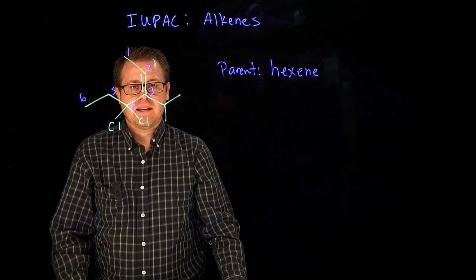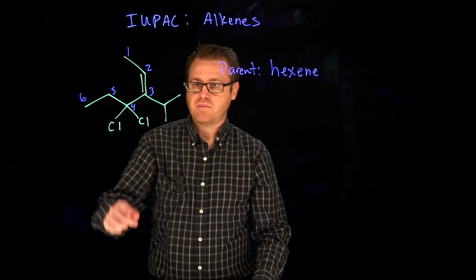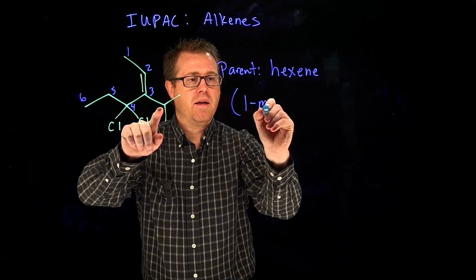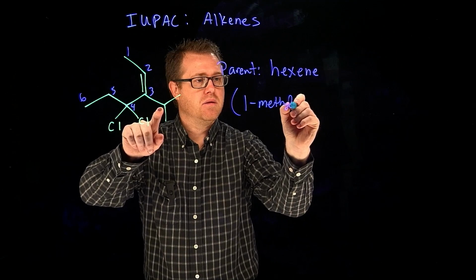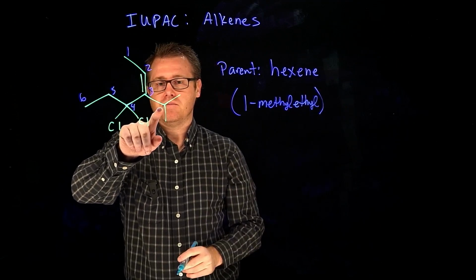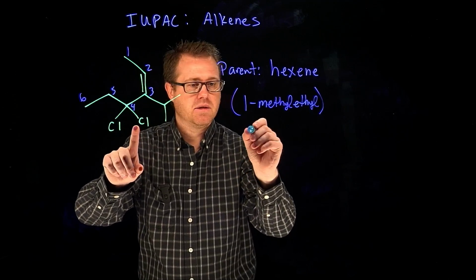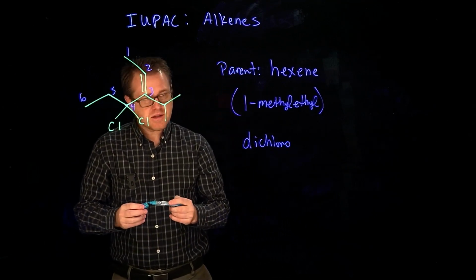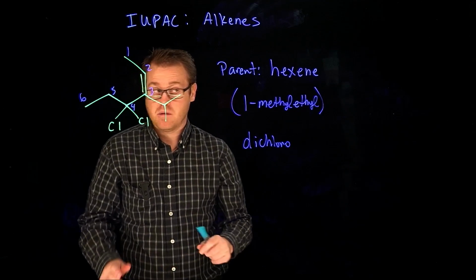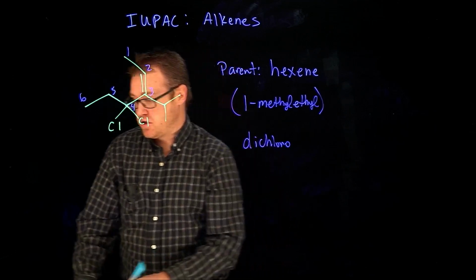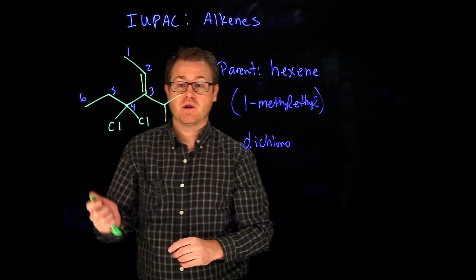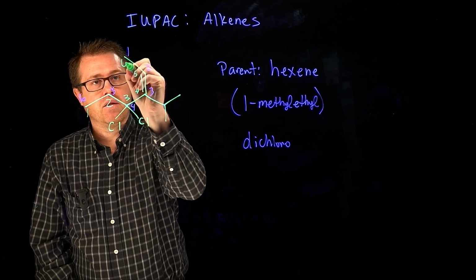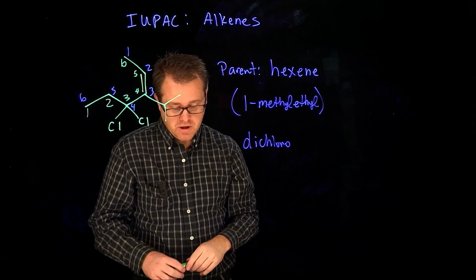Now, what are the substituents that are coming off of that carbon chain? Well, we have an isopropyl, and we could call that 1-methyl ethyl. And then we have 2 chlorines, so a dichloro. So we've got all our substituents named. Now we have to make sure that how I numbered this carbon chain is correct, because I could have very well have done it this way. All right? Could have numbered it that way.